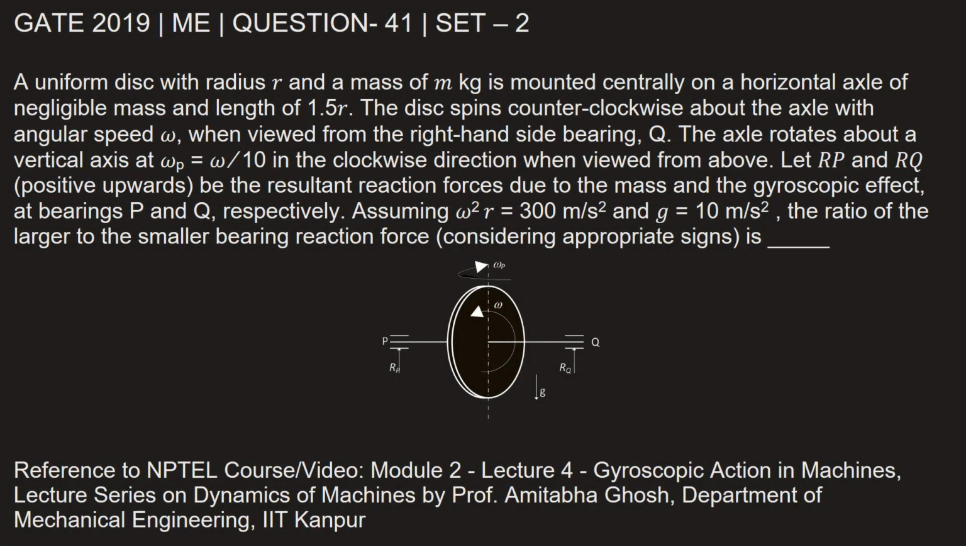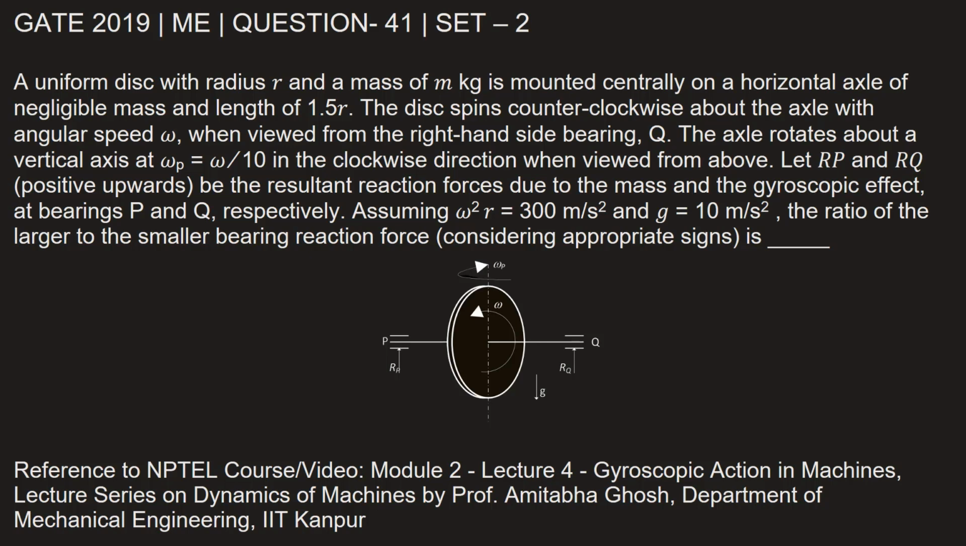This question is from GATE 2019 Mechanical Engineering paper set 2, question number 41. A uniform disc with radius r and a mass of m kg is mounted centrally on a horizontal axle of negligible mass and length of 1.5r. The disc spins counterclockwise about the axle with the angular speed omega when viewed from the right hand side bearing Q. The axle rotates about a vertical axis at omega p equal to omega by 10 in the clockwise direction when viewed from above.